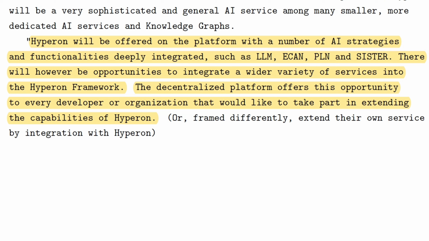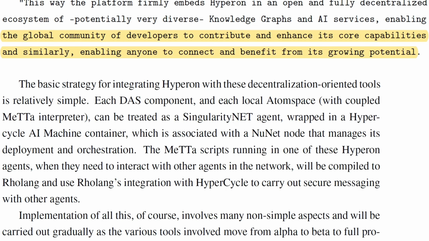The decentralized platform offers this opportunity to every developer or organization that would like to take part in extending the capabilities of Hyperon. This sounds fantastic to me and seems to open up incredible potential and opportunities for the further development of decentralized AGI. The integration of Hyperon with SingularityNet will enable the global community of developers to contribute and enhance its core capabilities, and similarly enabling anyone to connect and benefit from its growing potential. Again, I'm not the most tech-savvy person, but this makes me incredibly excited about the further development of Hyperon. And the decentralized nature, for me, in my opinion, makes this the most important AGI project.